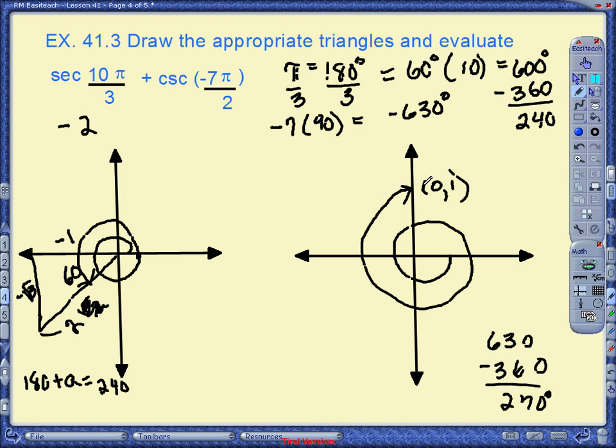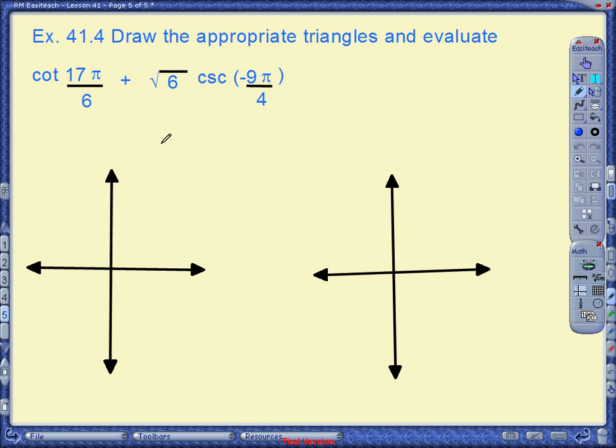We also remember that y is always the opposite side, and the length of the vector, or the radius, in a unit circle is 1. So the sine of this is 1. The cosecant is also 1 because the reciprocal of 1 is 1. 1 is its own reciprocal. So our answer here is -2 plus 1, which equals -1.